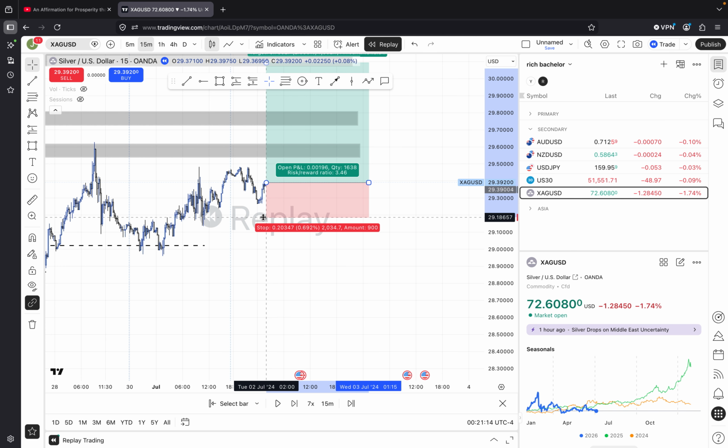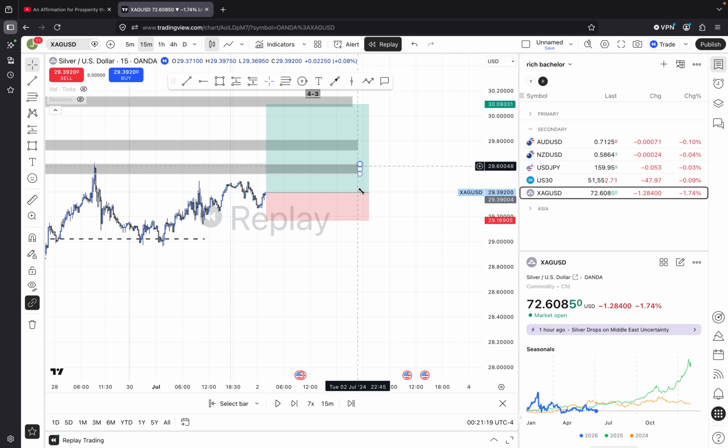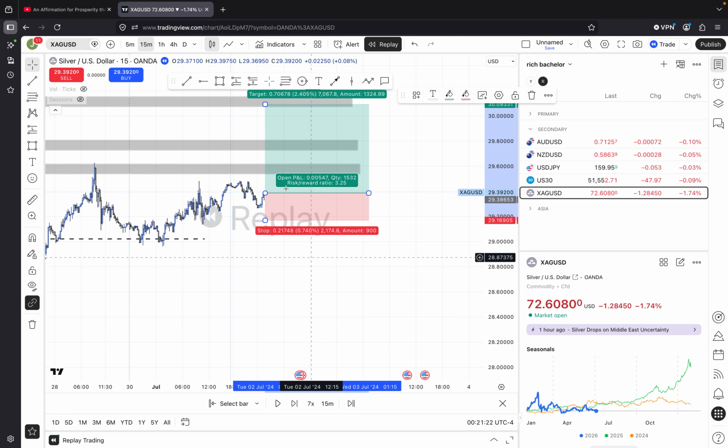I'm going to actually adjust this right here because I don't want it to be too tight. I want it to be just behind this higher low. So it'll be 1-to-3. All right, cool. That's something I'm fine with.